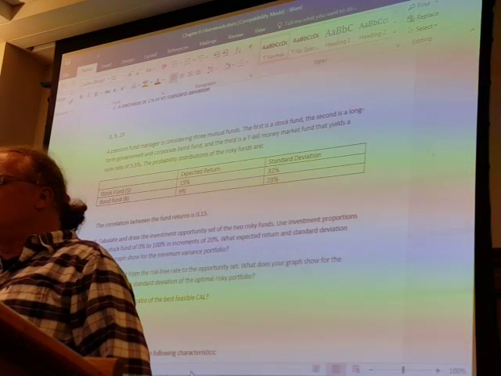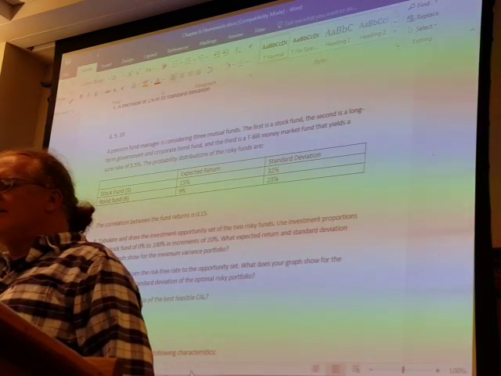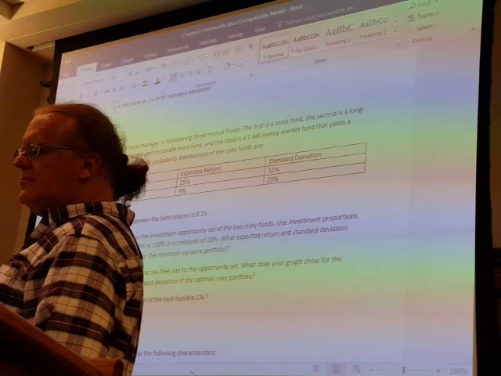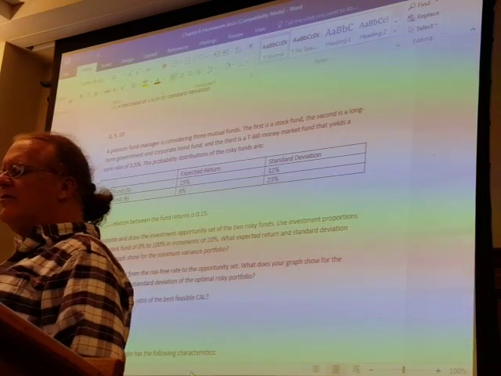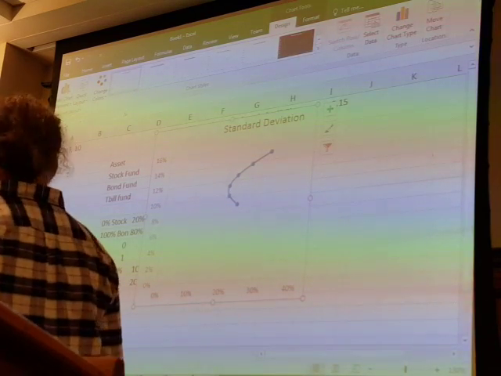Okay, now what we want to do, see, our risk-free rate is 5.5. Okay, the minimum variance portfolio. Now we could use the solver to try to get the minimum variance portfolio, but I don't want to go into that right now.